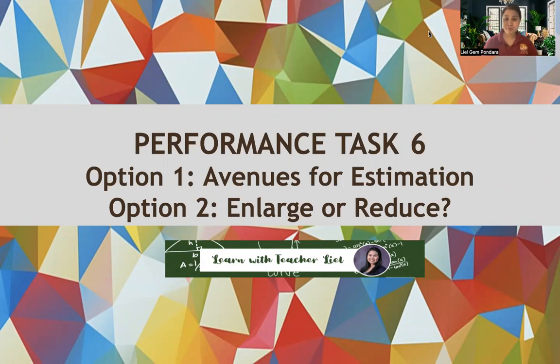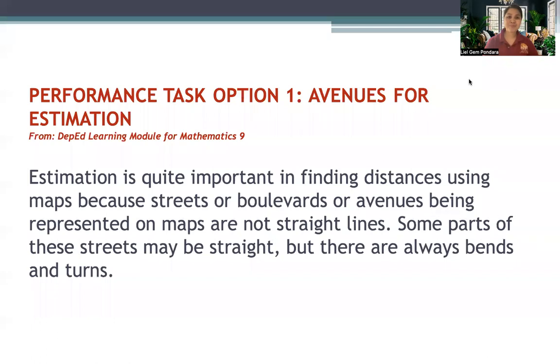Let me start with performance task number 1. Performance task option number 1 is about the avenues for estimation. Estimation is quite important in finding distances using maps, because streets, boulevards, or avenues represented in maps are not straight lines. Some parts of these streets may be straight, but there are always bends and turns.